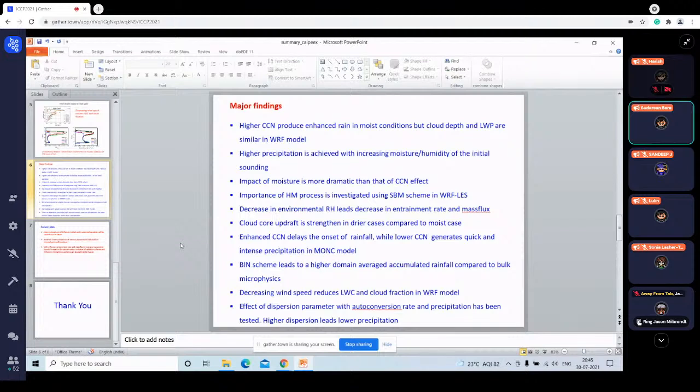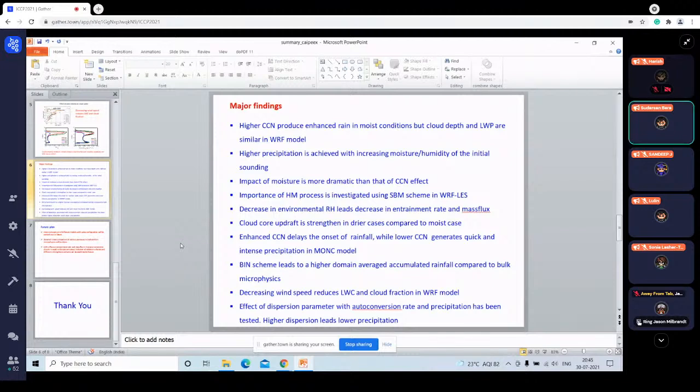There are some other findings that enhanced CCN delays the onset of rainfall in this model. However, lower CCN generates quick and intense precipitation in the Monk model. Bin microphysics leads to a higher domain average accumulated rainfall compared to bulk microphysics.